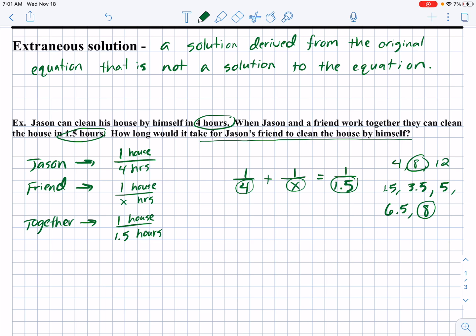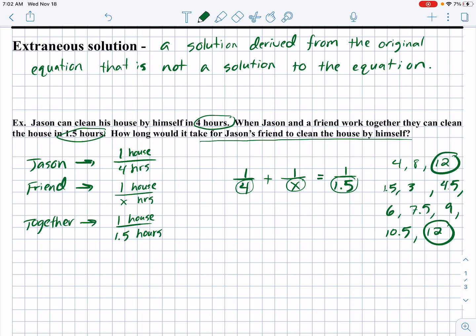Sorry, I think I might need to fix something there. Multiples of 1.5: 1.5 times 2 is 3, 1.5 times 3 should be 4.5, 1.5 times 4 should be 6. There's our 7.5, 9, 10.5, and 12. Sorry about that. 8 is not our least common multiple. 12 is our least common multiple.